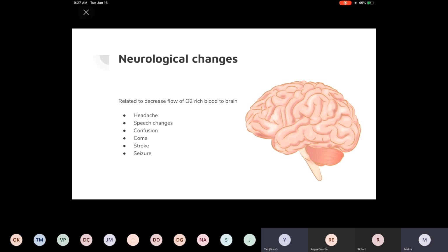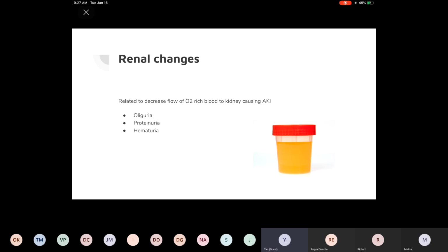In terms of your kidney, also because of decreased oxygen flow to the kidney, it can cause acute kidney injury. The picture shown here is both proteinuria, meaning it's cloudy, containing a lot of protein, and hematuria, meaning it's kind of reddish color, have some red blood cells or breakdowns of it. And also because of the AKI, we will see some oliguria.